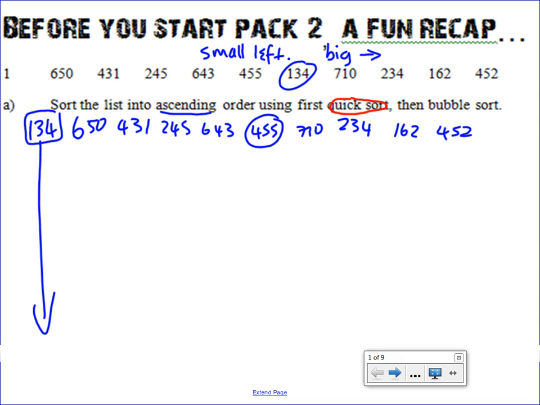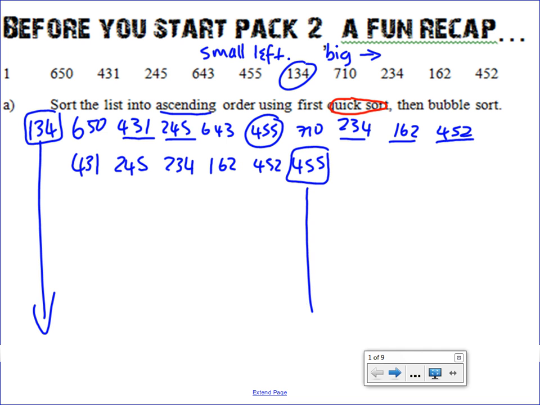So things that are less than 4, 5, 5 are this and this and this and this and this, in fact, everything. So they go to the left, 4, 3, 1, 2, 4, 5, 2, 3, 4, 1, 6, 2, 4, 5, 2. Then 4, 5, 5, which is now fixed.